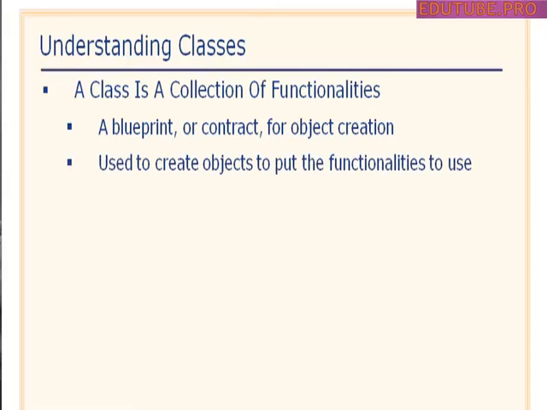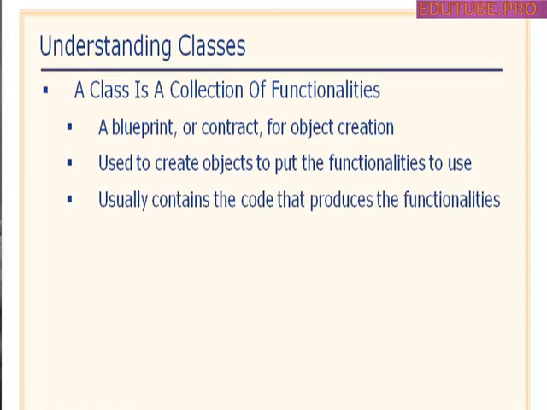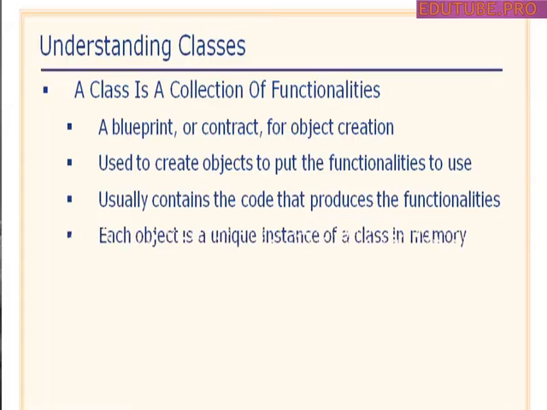All right. So we're going to use classes to create objects to put whatever functionalities we programmed into the class to use. Now, the class usually contains the code that produces the functionality. Now notice, kind of interesting here, that word usually. Okay, so we can build abstract classes. We'll get to that maybe later. It might be outside the course scope, but that's one for you to go chase down if you'd like.